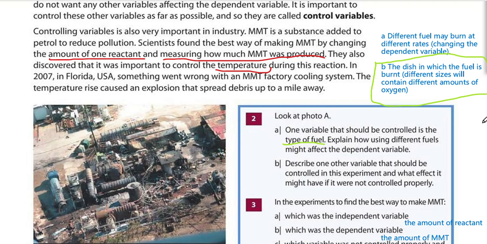Is that clear? Yes. Right, so it's not like just doing an experiment. You need to understand and identify the dependent variable, independent variable, and all the other variables which need to be controlled. And you should know the reason why they need to be controlled. Okay? Right, now let's move on to question 3.